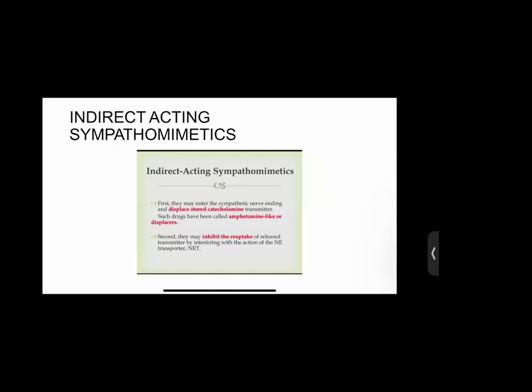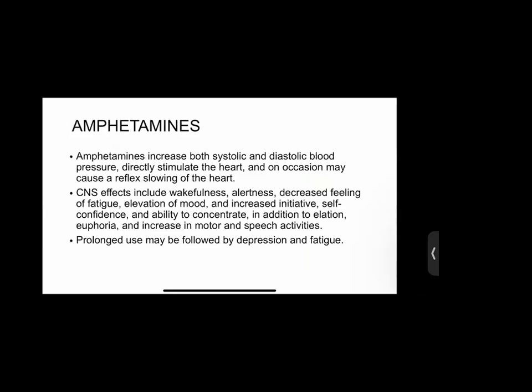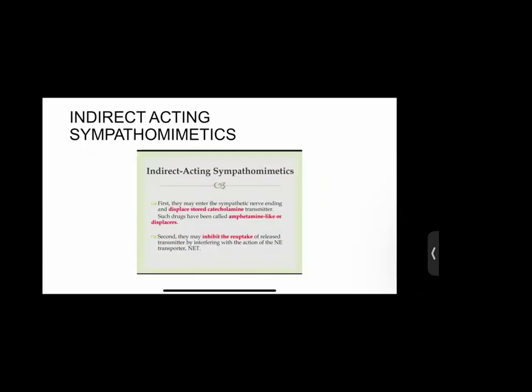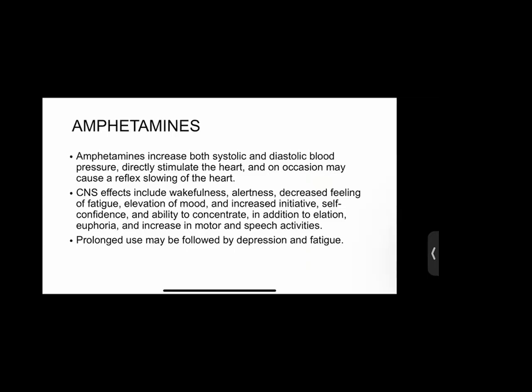All right. Then the indirect acting, number 1, the amphetamine. Amphetamine increases both systolic and diastolic blood pressure, directly stimulates the heart, and on occasion may cause a reflex slowing of the heart. Central nervous system effects include wakefulness, alertness, decreased feeling of fatigue, elevation of mood, self-confidence, and in addition euphoria, and increase in motor and speech activities. But prolonged use of amphetamine may be followed by depression and fatigue.